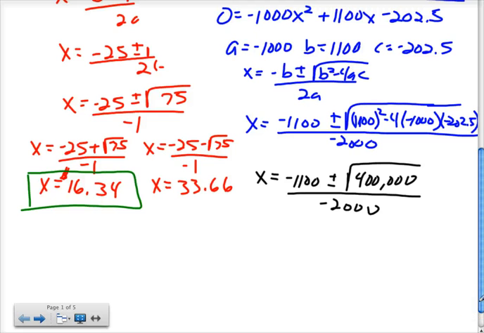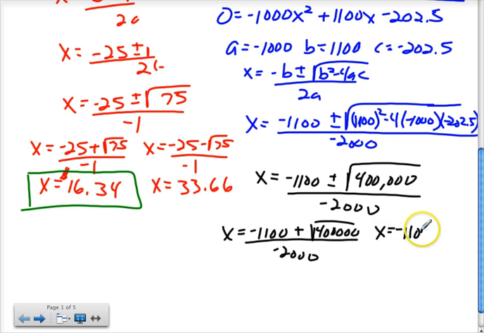So let's keep going with this. We need x equals negative 1,100 plus the square root of 400,000 all over negative 2,000. And x equals negative 1,100 minus the square root of 400,000 divided by negative 2,000. So let's see what we get here. Negative 1,100 plus the square root of 400,000, and then divide that answer by negative 2,000. And this comes out to about a negative 27 cents.